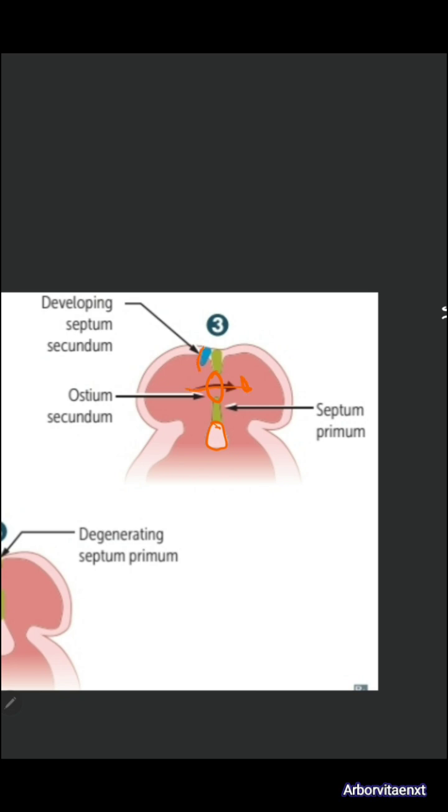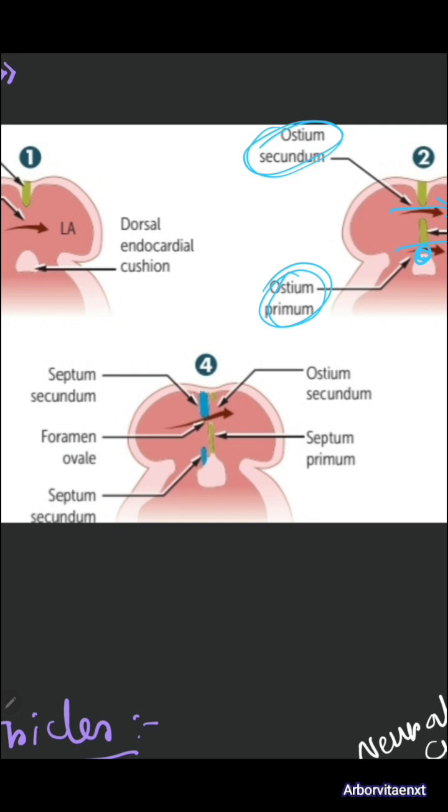Now what happens? Another septum is growing on the right side of the septum primum, and this is known as septum secundum. Now the septum secundum expands and almost covers the ostium secundum which was there, leaving a little bit of gap in between them, and that gap is known as the foramen ovale, and this foramen ovale maintains the right to left shunt. And you can notice the remaining portion of the septum primum forms a valve for the foramen ovale, a valve that only allows right to left shunt.